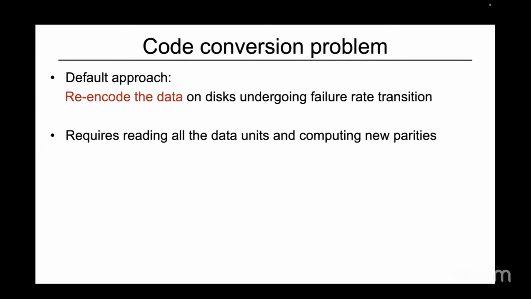Now, the default approach for this problem is to re-encode the data, because the data chunks are still there, right? So we can read them and re-encode. So that's always possible. However, because this requires reading all the data units and computing the new parities, this default approach for code conversion has a high cost of conversion. It has higher cost for reading, accessing the disk drives, and transferring the data out.